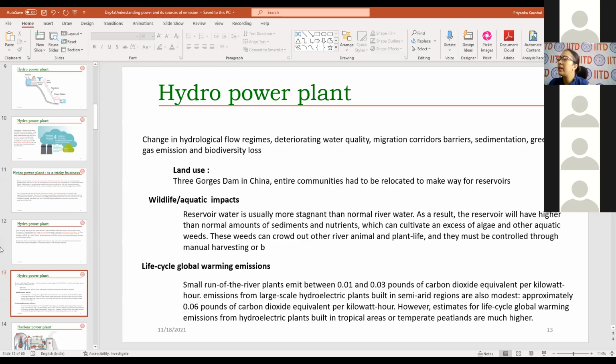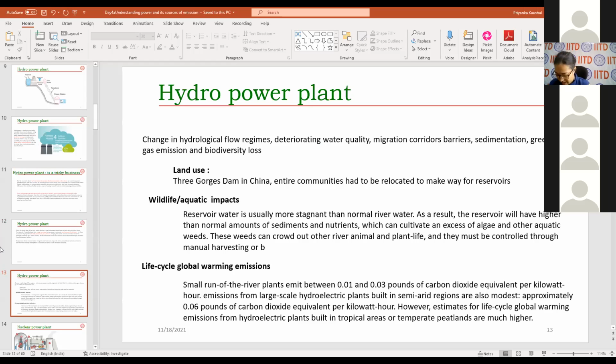And of course, other than that, as I told you, in the operation part, there is absolutely no issue, no debate. It is very green, but all the debates are around the whole infrastructure, right? The change in hydrological flow regime, because you divert the direction of the river, let's say, deteriorating the water quality, migration corridor barrier, sedimentation, greenhouse emission, biodiversity loss, land use change.